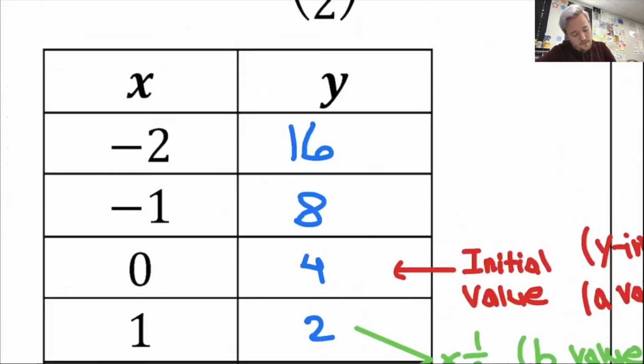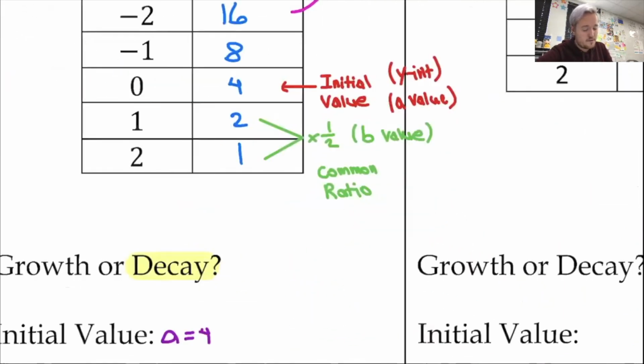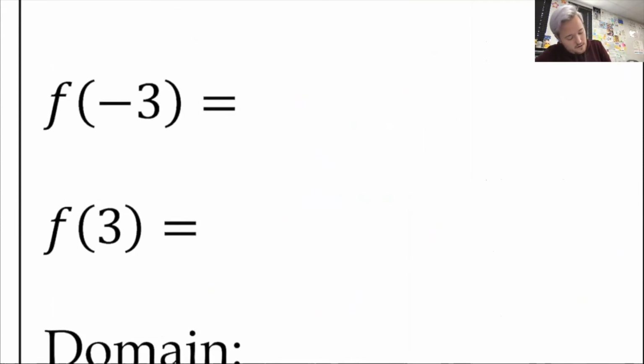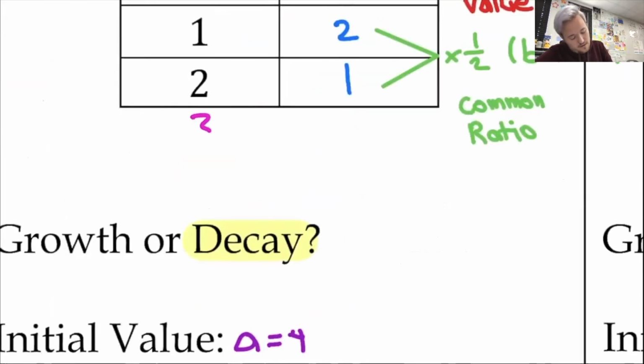So if I need f of -3, that means I need to do the opposite. So I'm going to multiply by 2, which gives me 32. So I know f of -3 is 32. All right, and then if I want to go to 3, that means I need to multiply by 1/2 again. So half of 1 is just 1/2.